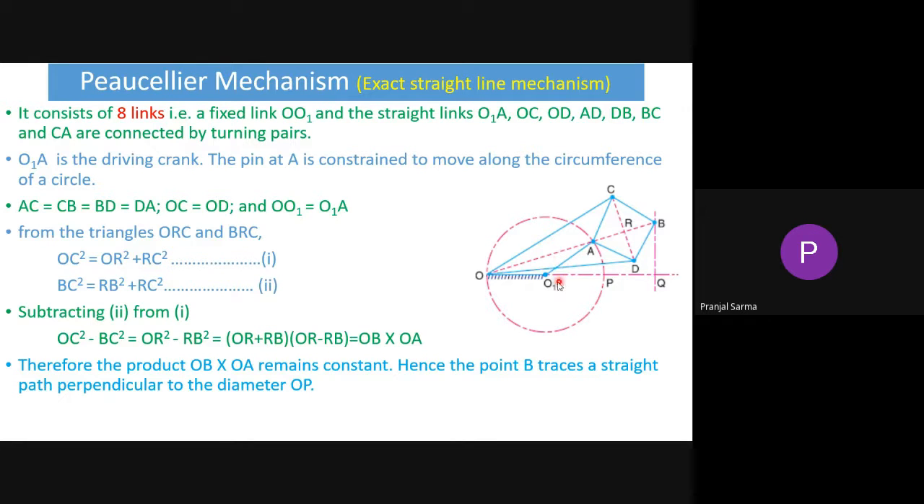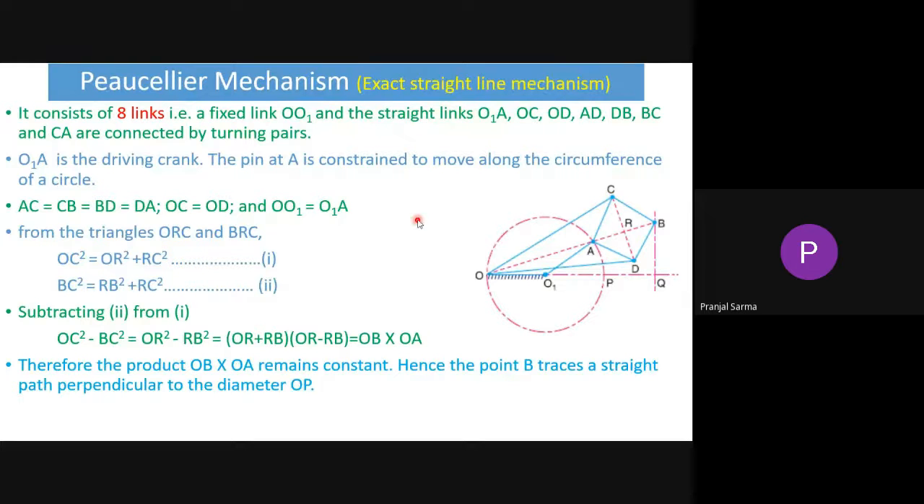Okay, so as we are saying, it has got 8 links. So the other links are these links: O1A, this one, then this bigger one, that is OC. Then we have got OD, another one similar to this. Then we have got AD, DB, this particular parallelogram, BC and CA. All of these are turning pairs because of the nature of the hinge.